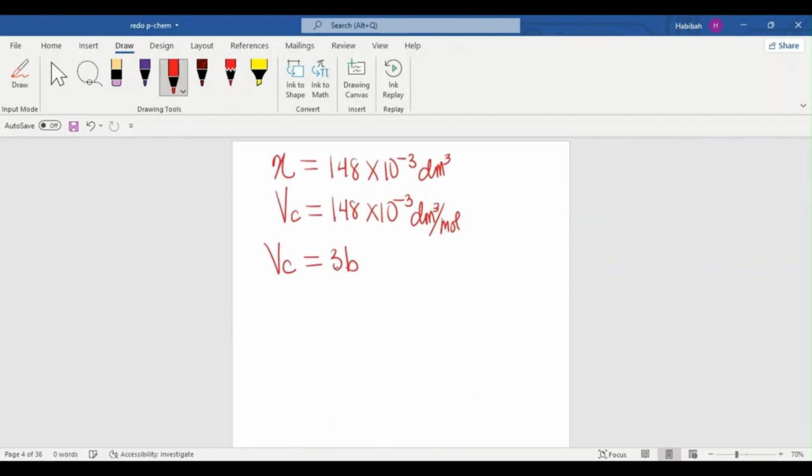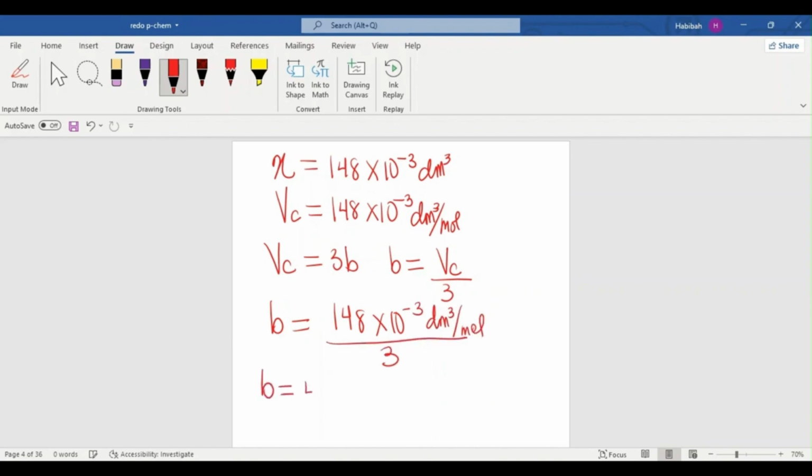So to find the van der Waals parameter for excluded volume B, we're going to end up with VC divided by 3. So we have the VC, so B is going to be 148 times 10 to the power of negative 3 decimeter cube per mole divided by 3. B equals 49.333 times 10 to the power of negative 3 decimeter cubed per mole.